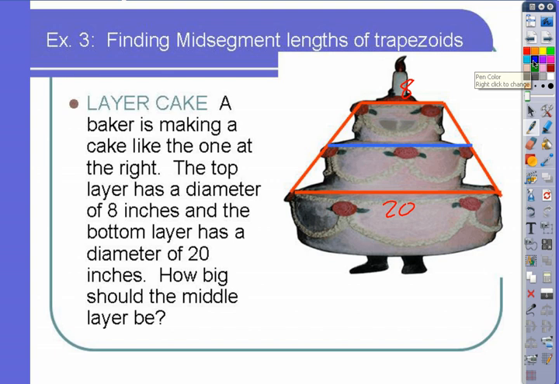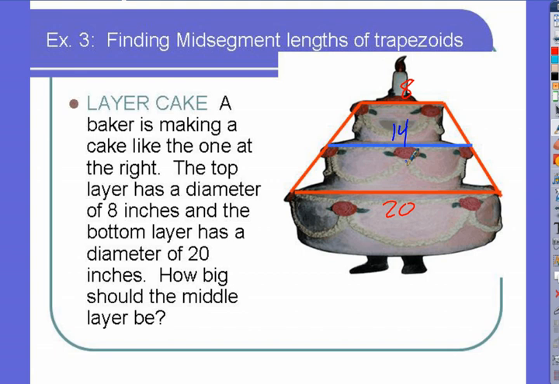It's just the mid-segment, isn't it? 14. Yeah, it's going to be the average of these two. 20 plus 8 is 28 divided by 2. That's how I average two numbers: add them up and divide by 2. Gives me 14. Right? Okay. And then we get a nice symmetrical looking cake with legs.